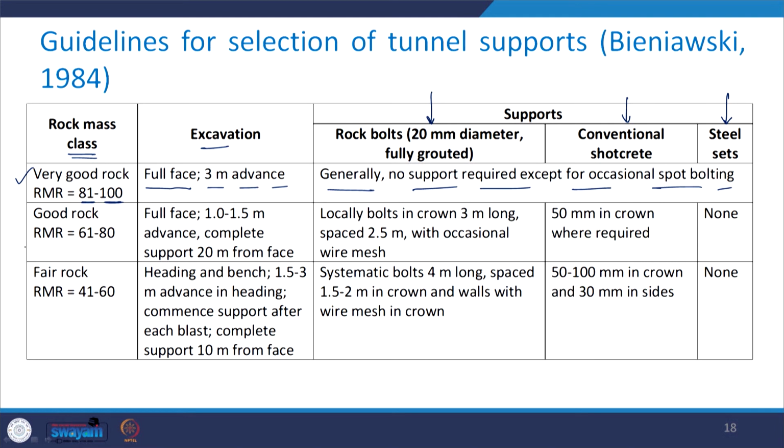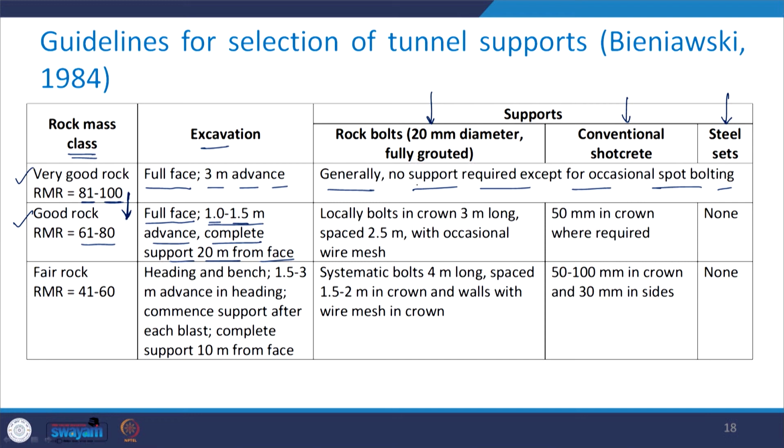But in case we have the good rock with RMR varying between 61 to 80, we go for the full face excavation, and of course here the quality has deteriorated from this class to this class. So the advance is also reduced. Tunnel advance is reduced to 1 to 1.5 meter. So the complete support is installed 20 meter from the face.